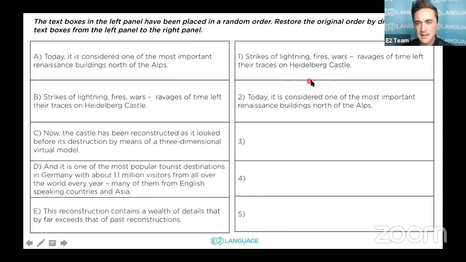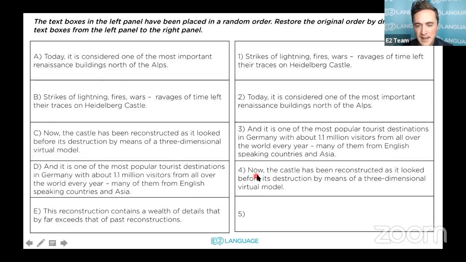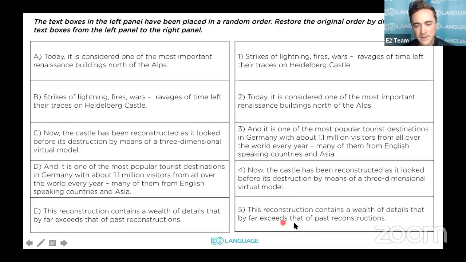This is a better sentence. So, strikes of lightning, fires, wars, ravages of time left their traces on Heidelberg Castle. Today, it is considered one of the most important Renaissance buildings north of the Alps. And it is one of the most popular tourist destinations in Germany, with about 1.1 million visitors from all over the world every year, many of them from English-speaking countries and Asia. Now, the castle has been reconstructed as it looked before its destruction by means of a three-dimensional virtual model. This reconstruction contains a wealth of details that by far exceeds that of past reconstructions.